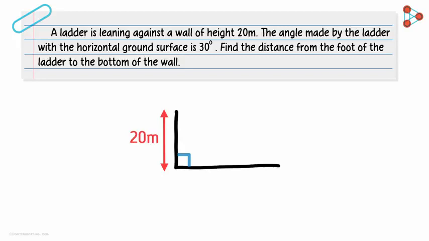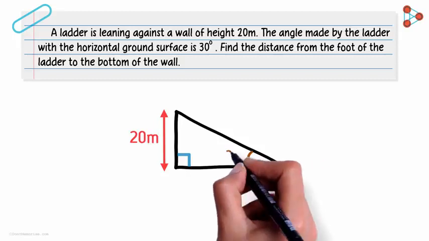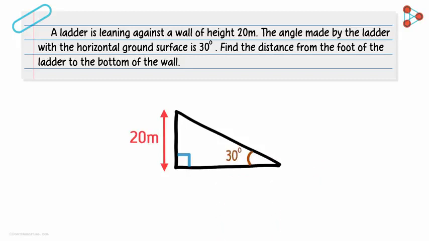A ladder is inclined against the wall like this. Again, you can represent the ladder with the inclined line just like we've done here. What else are we given? We are told that the angle made by the ladder with the surface is 30 degrees. That is, this angle is 30 degrees. And finally, we are asked to find this length, that is the distance between the foot of the ladder and the bottom of the wall.